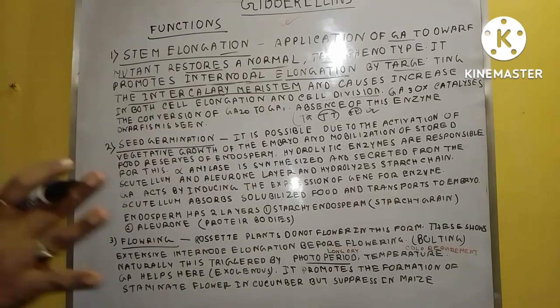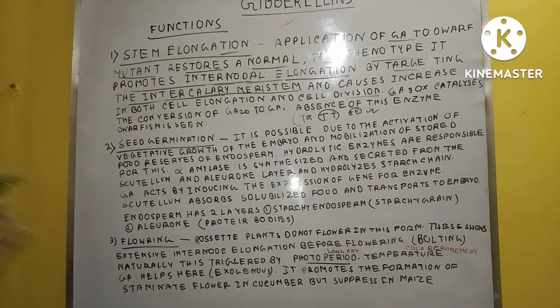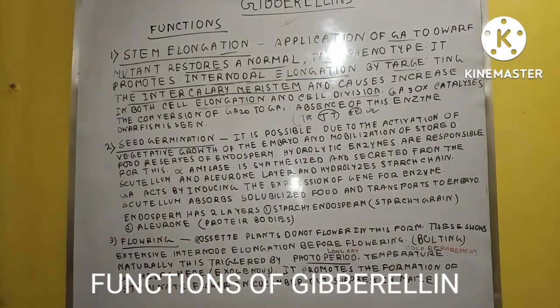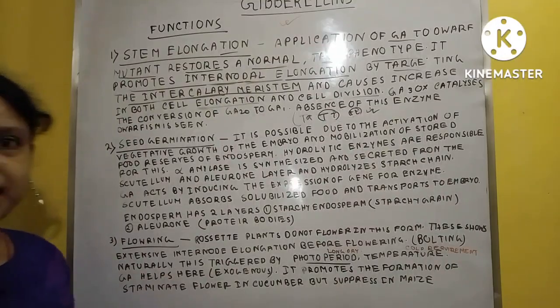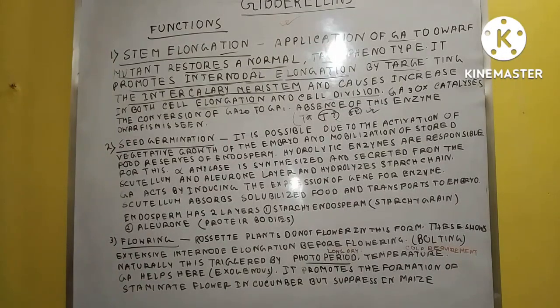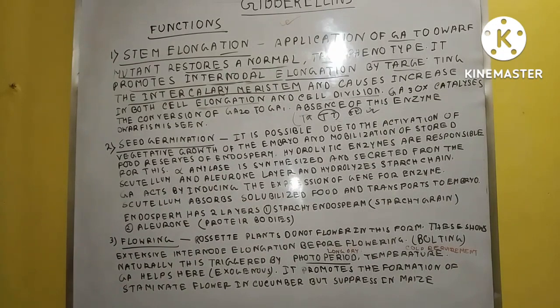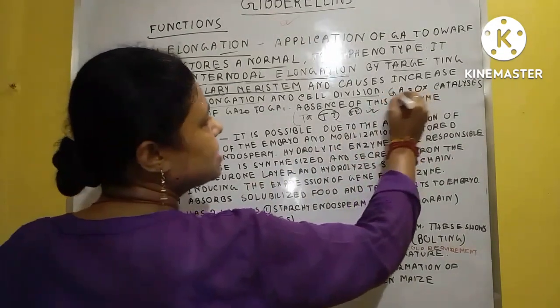It targets the intercalary meristem to divide the cells and produce more cells, and in that way it helps in cell elongation. That means if cell division is occurring at an increased level in this part, the intercalary meristem, then the elongation of the plant body is possible. And here the very important enzyme is the GA3 oxidase.